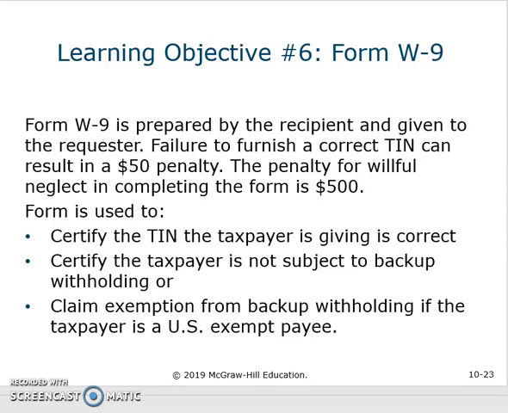If the taxpayer fails to furnish their correct taxpayer identification number or Social Security number, this can result in a $50 penalty. And there is also a penalty for willful neglect in completing the form, which is $500. So this form is used to certify that the taxpayer identification number that the taxpayer is using is correct, and to certify whether that taxpayer is subject to backup withholding or not.